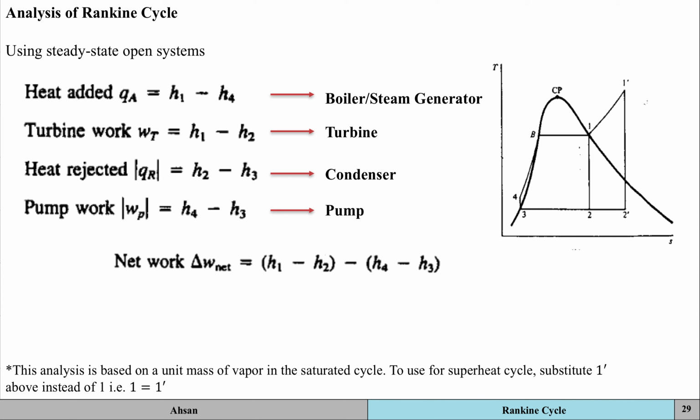So this is what we already talked about. You can use the same analysis for each component. You're adding heat Q_A into the system across the steam generator, across 4 to 1, so that's H1 minus H4. The turbine work is happening across 1 to 2, so it's H1 minus H2 or H1 dash minus H2 dash. You've got heat that is being rejected, that is H2 minus H3 or H2 dash minus H3, and pump work is H4 minus H3, and then you can evaluate the net work done over here.